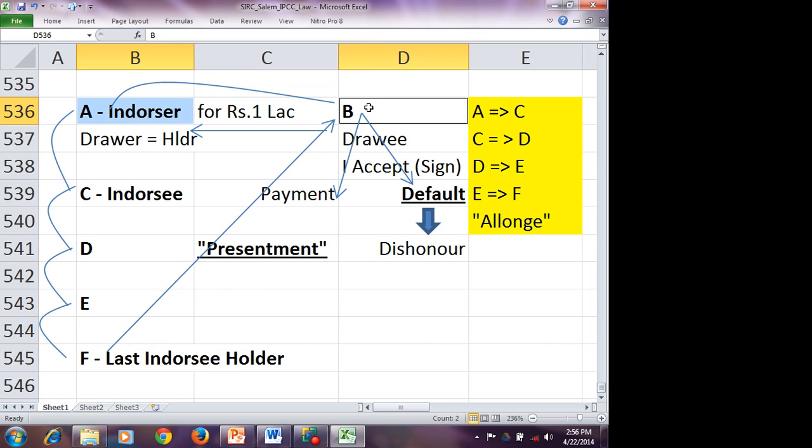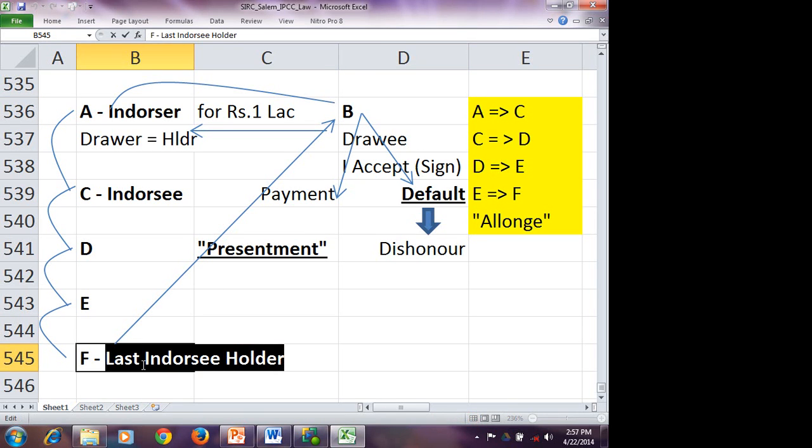Because what does the doctrine of privity say? Only parties to the contract can sue. Doctrine of privity of contract. But now F and B are not parties to the same contract, but still F can sue B. That was the right given to F, who has received the instrument in good faith. So F is called a holder in due course.